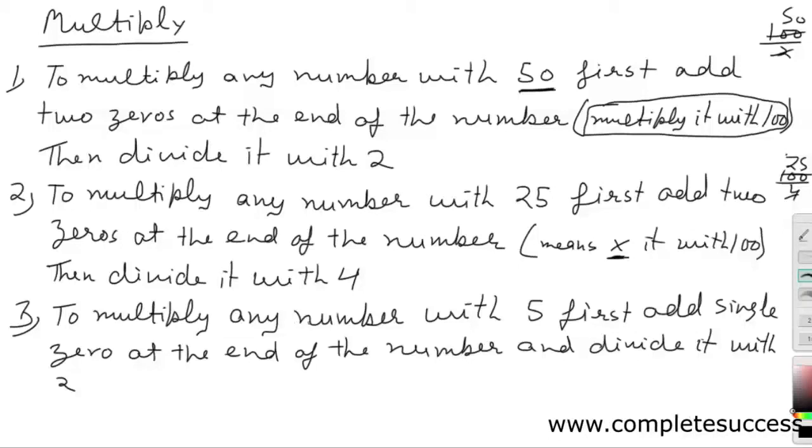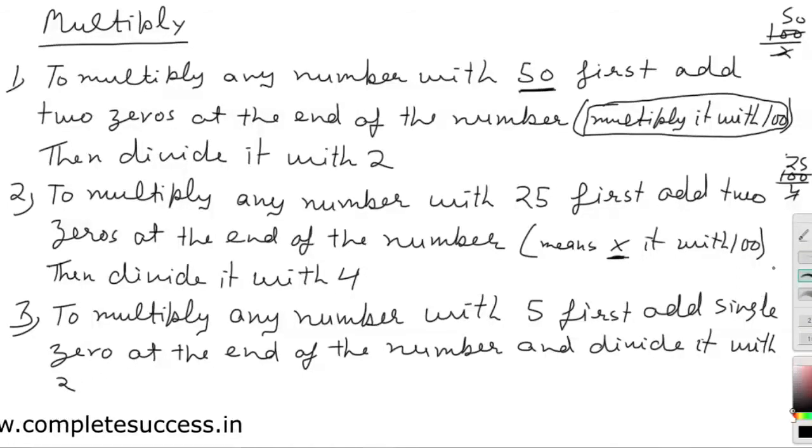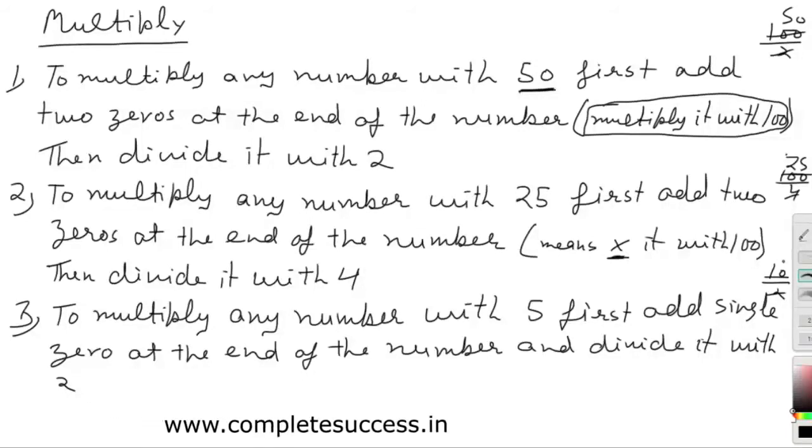So to multiply any number with 5, first add a single zero at the end of the number, and when we are adding a single zero, it means we are multiplying it with 10. So add a single zero at the end of the number and then divide it with 2. So what we are doing here is 10 by 2, which is actually 5.